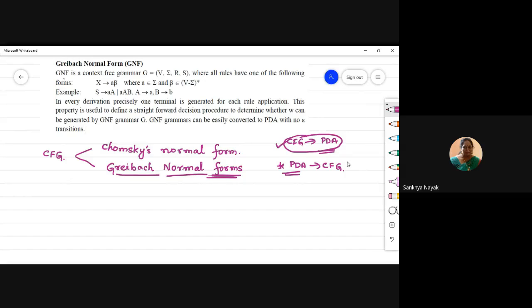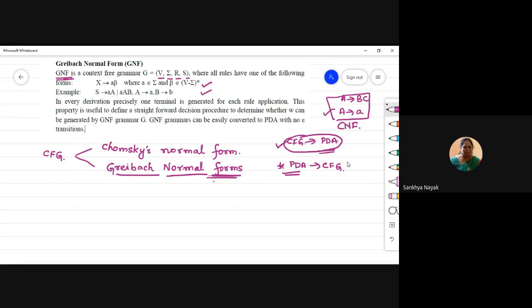So what is a Greibach normal form? It's a context-free grammar, obviously, so it has all the components of a context-free grammar, V, sigma, R, and S, along with new rules. For Chomsky's normal form also we had rules. What were they? A non-terminal can derive two non-terminals, or a non-terminal can derive a terminal. These were the only two possibilities for Chomsky's normal form.